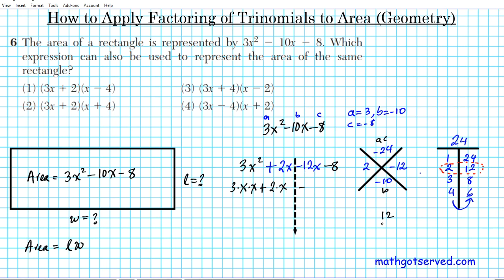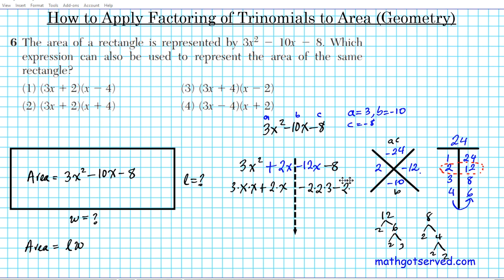Let's use a factor tree. 2 goes into 12 6 times, and then 2 goes into 6 3 times. So it's 2 times 2 times 3. And then if you break down 8 into a product of factors, 2 times 4, 2 times 2. So it's 2 times 2 times 2. So for 8, we're going to have 2 times 2 times 2. Alrighty? Okay.